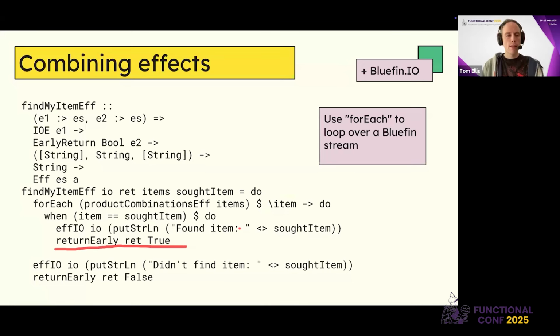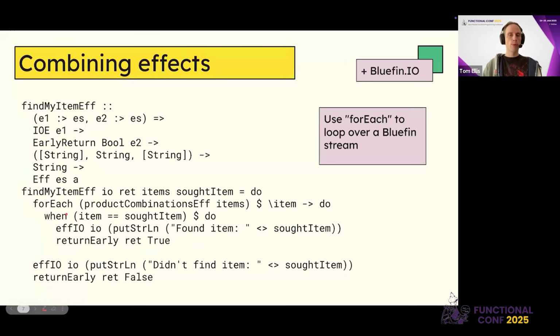So when we find the item we want, we're actually doing two things now, whereas previously we did one. Previously we returned early and said, yes, we found it. But here also we're printing something to the screen using the IO handle. The IO handle is called IOE. That's this argument here. And we're using it to print something to the screen. And the way we use it is we run this effIO function. We pass it in, and then we give a Haskell IO action to perform.